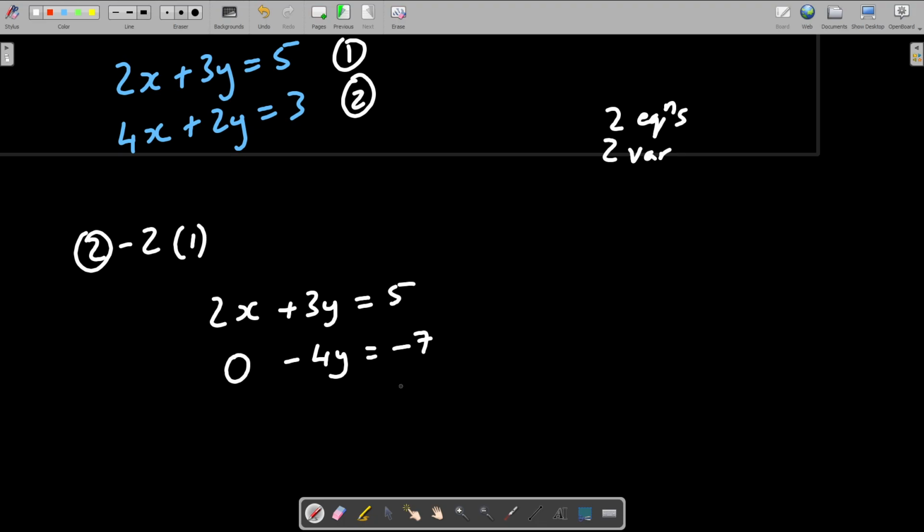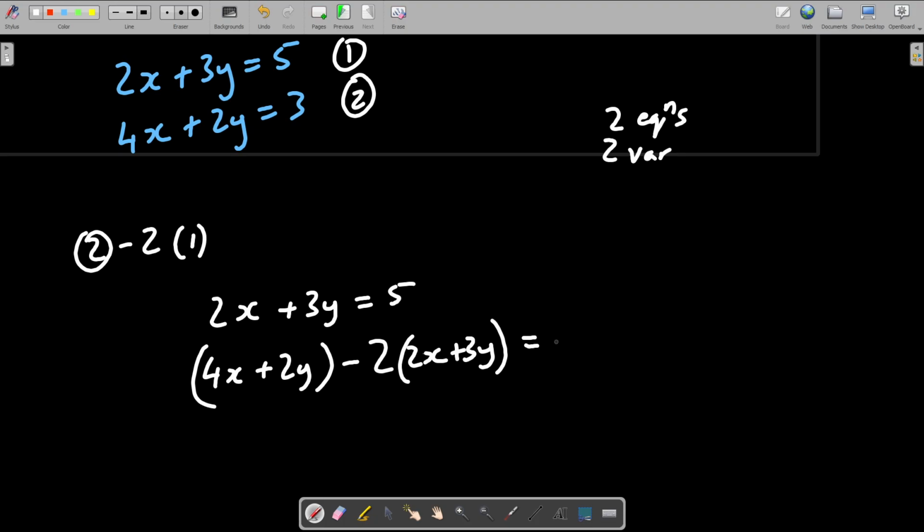I didn't get what I did. I subtracted, wait, I'll show you the step. So this will become 2 times the first one, no? So 4x minus 2 times the top one, that is 2x plus 3y. Let me write this down and then let us cancel out. And this is going to be 3 minus 2 times 5. Now clear what I'm doing? So what will this simplify to?